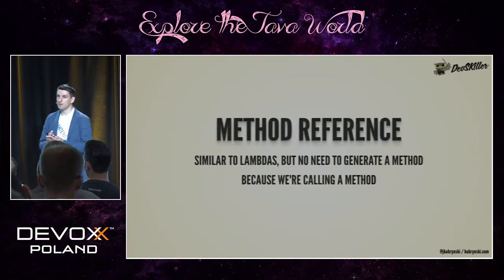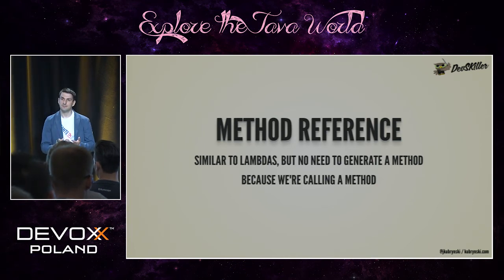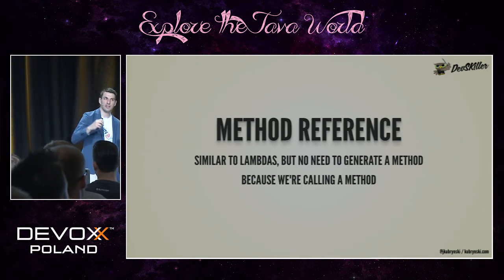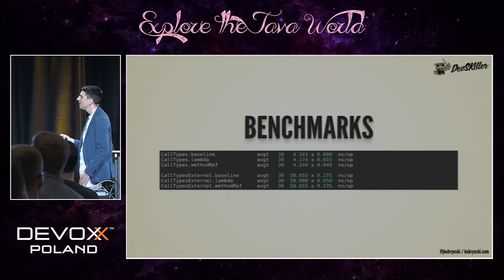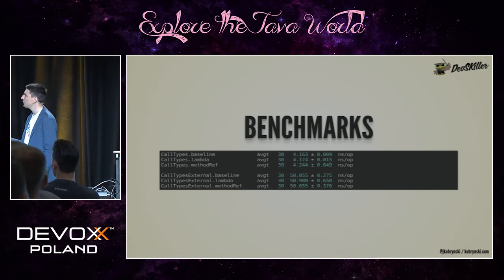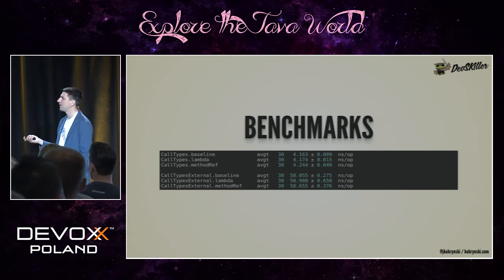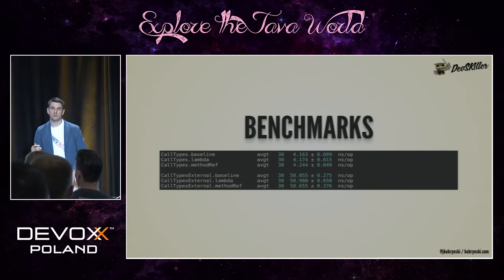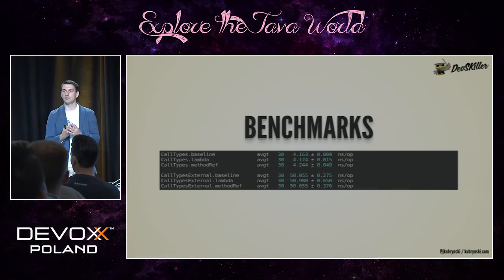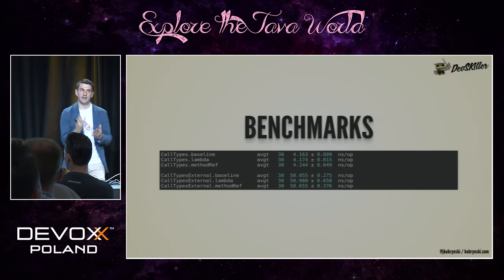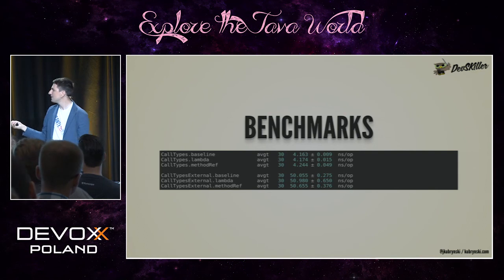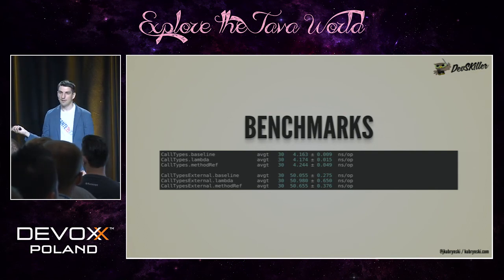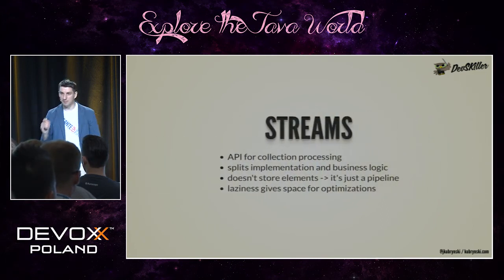So what about method references? It's the same as a lambda, but we don't need to generate the method because we are calling the method. And let's take a look at the performance of this one. I've checked the performance of normal virtual calls, lambdas, and method references, and they're exactly the same. So there are no performance-related reasons to use a lambda, a method reference, or the baseline. Just remember that this code should be readable, because the performance is exactly the same. Okay, so now let's move to the streams.